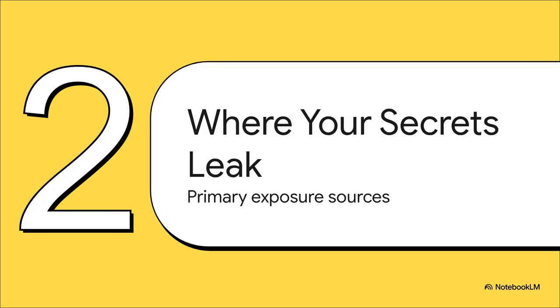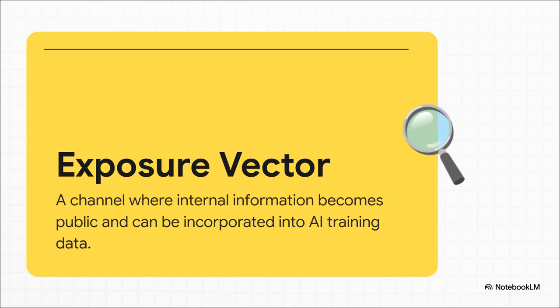Okay, so where are these leaks actually coming from? Let's get specific and pinpoint the main channels, what the source material calls exposure vectors. An exposure vector? It's really just any way your internal company secrets get out into the wild, where they get scooped up and fed into an AI's training data. It's kind of like leaving a bunch of windows wide open in your digital house.